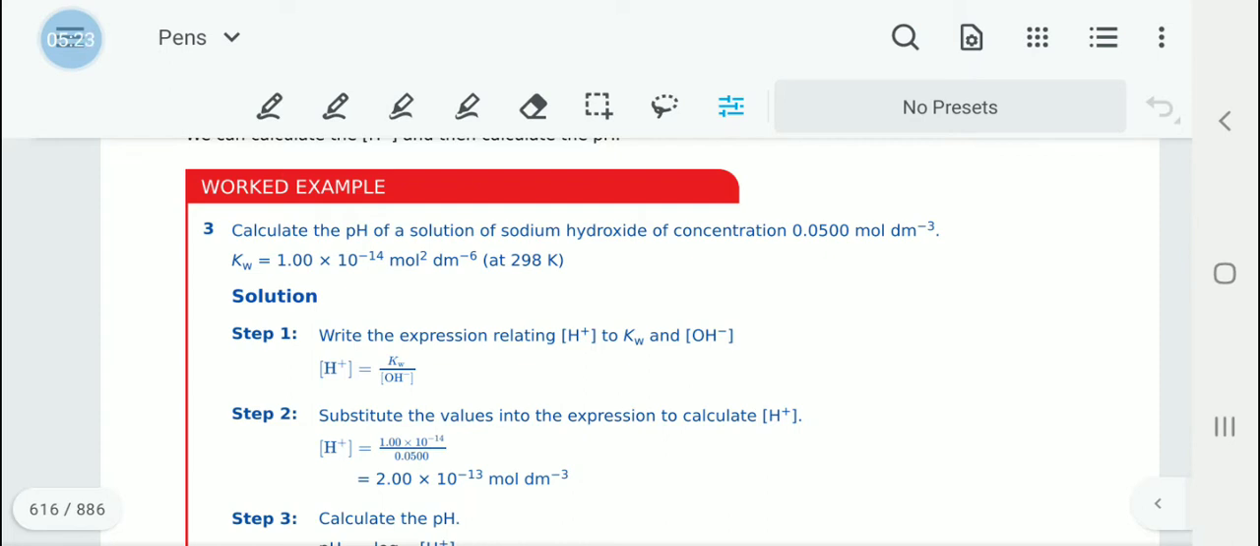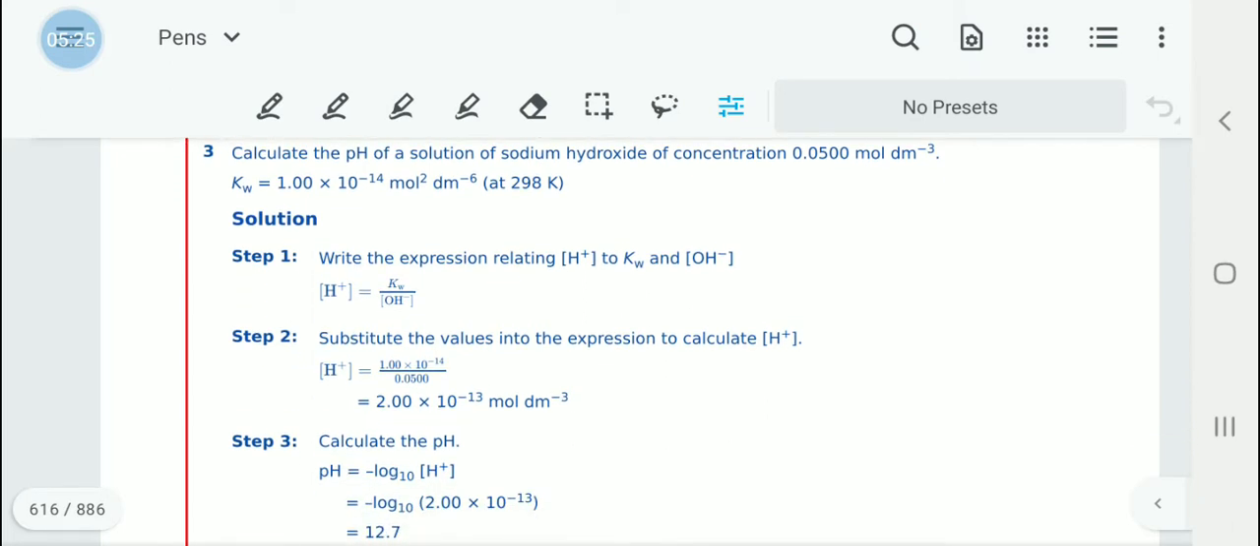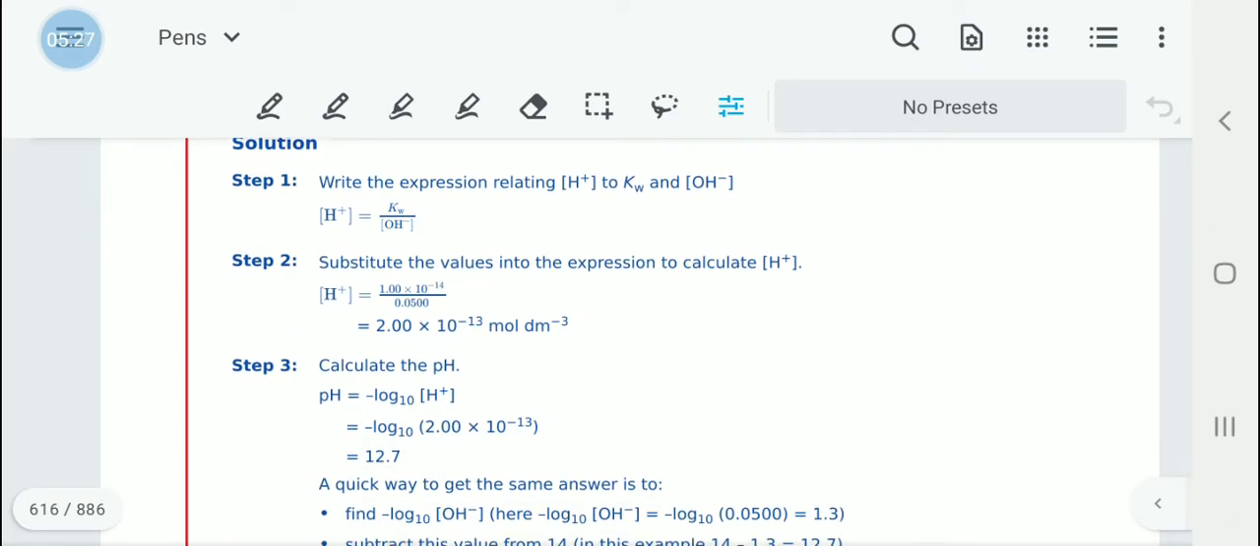Then when you find the solution, it will be 2 into 10 to the power minus 13 mole per cubic decimeter, that is H plus ion concentration. So now you need to find the pH of this. The pH is negative logarithm of H plus ion concentration to the base 10. You use the value 2 into 10 to the power minus 13, you get 12.7.